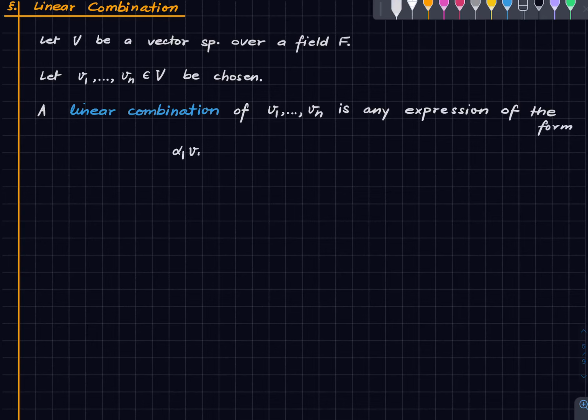alpha 1 V1 plus dot dot dot alpha n Vn, where these alphas are from the base field. Such an expression is called a linear combination. Of course, this is a vector in V because all of these are vectors in the space V and we have just summed them. But we are not just calling the vector a linear combination. This particular expression is what we are calling the linear combination. Sometimes we do not make a distinction, but as of now, we will.